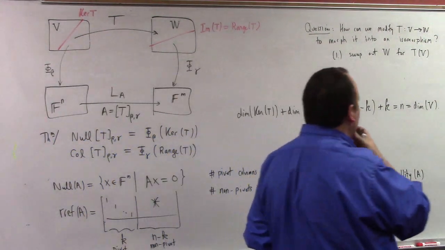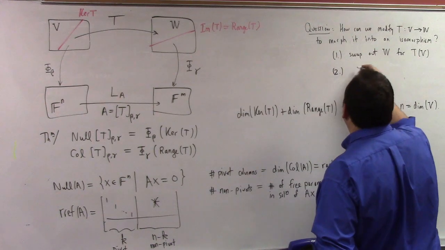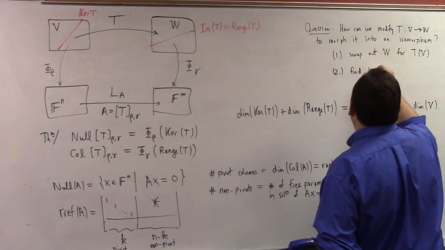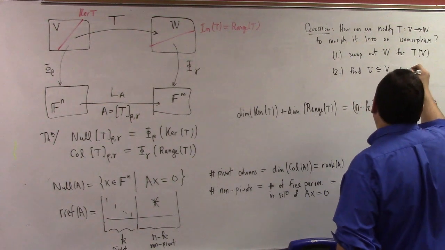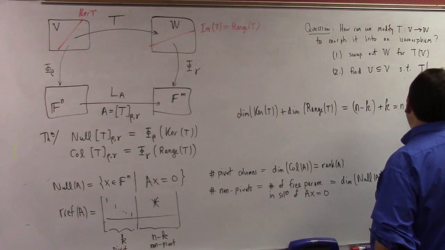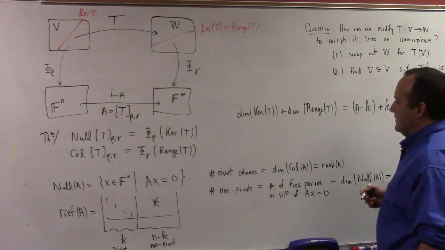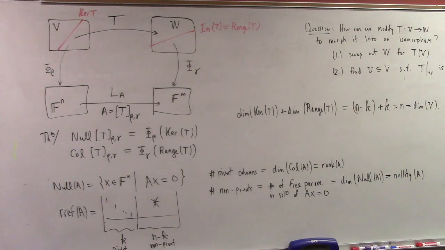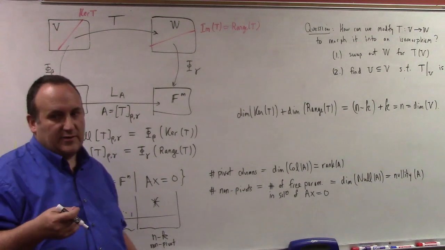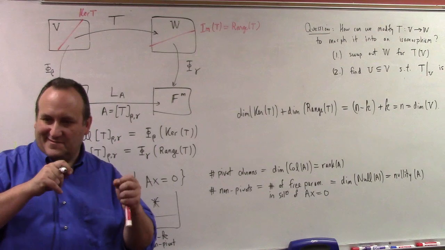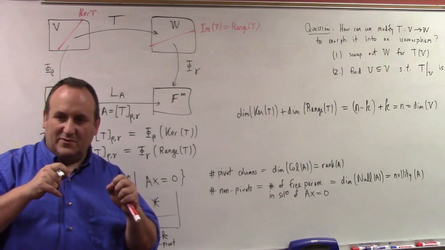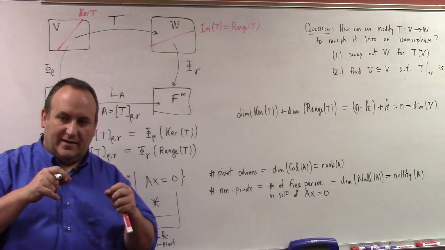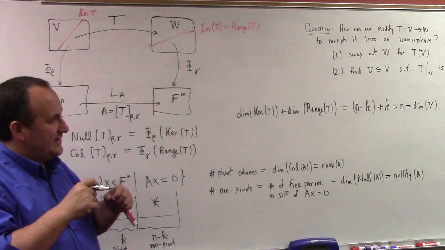But how to make it 1-to-1 though? Well, one thing you could do is find a subset U of V such that T restricted to U is 1-to-1. You could restrict the transformation to a subset of the vector space such that it's 1-to-1. If you restrict it to a subspace, you'd have to be careful not to include any two elements in the kernel, because those two elements in the kernel both map to 0. And if you want U to be a subspace, then you better have 0 in there.